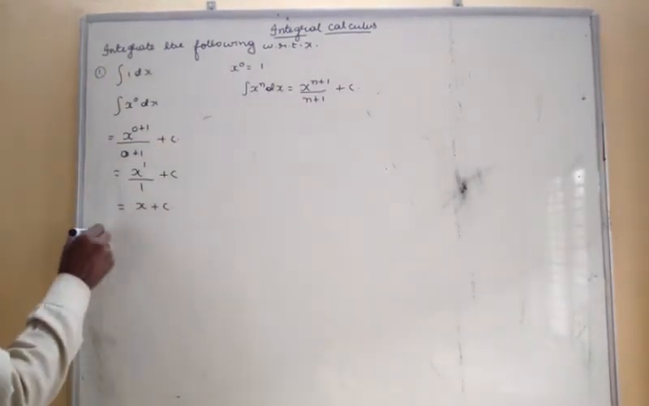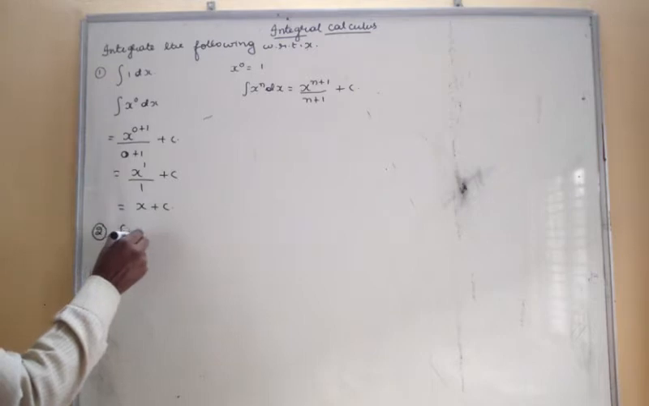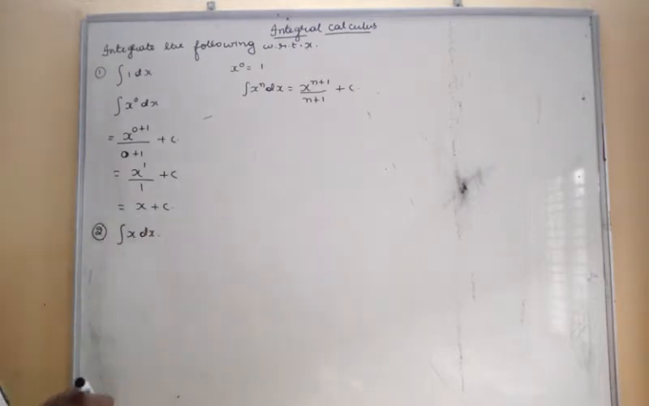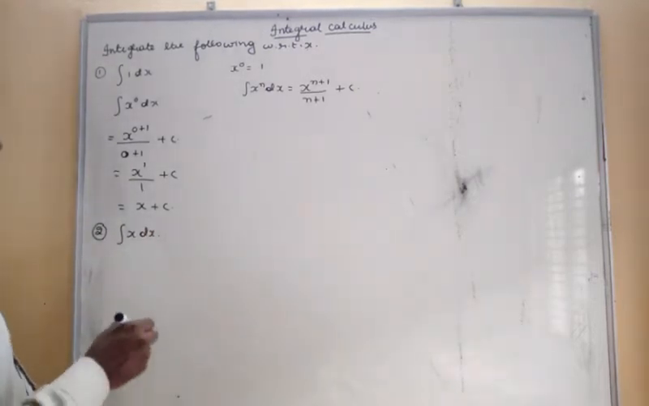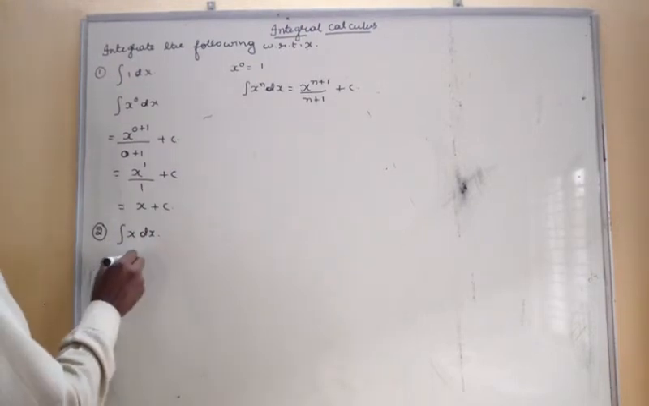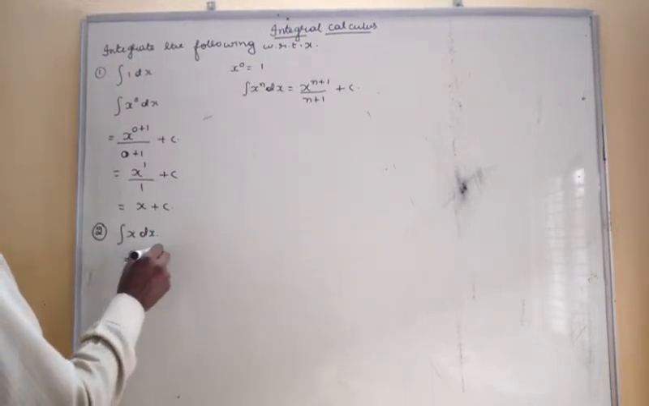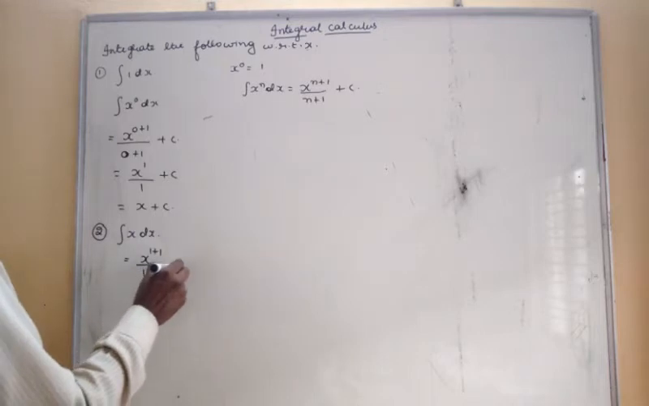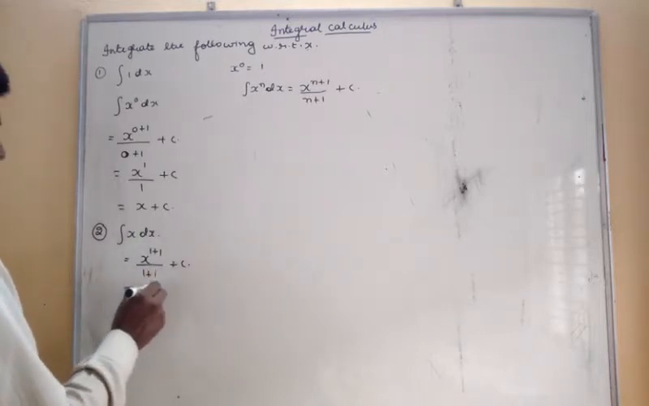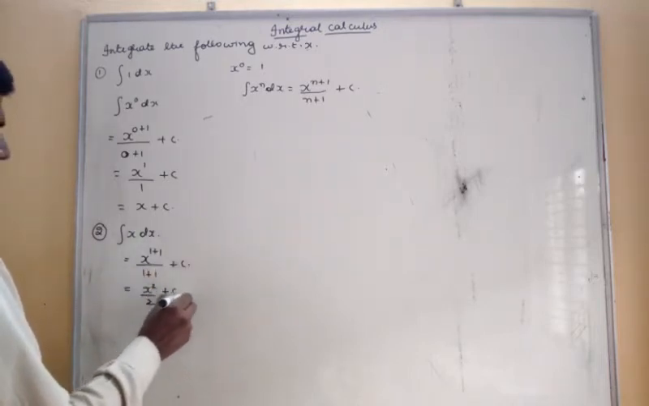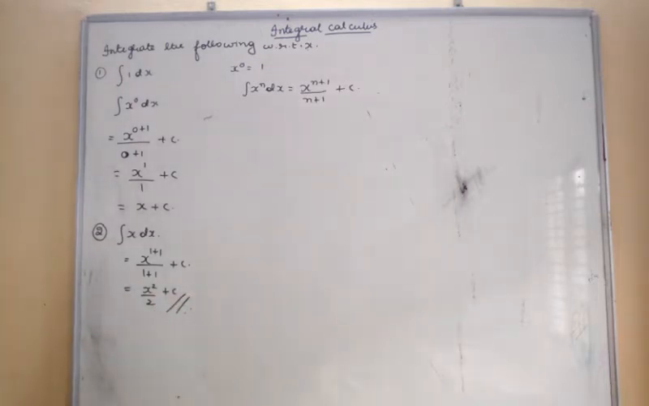Let us take the next one, integration of x. Integration of x we have written already in the formulas, x square by 2. If you apply the formula, x to the power of 1 plus 1 by 1 plus 1 plus c, that is equal to x square by 2 plus c.